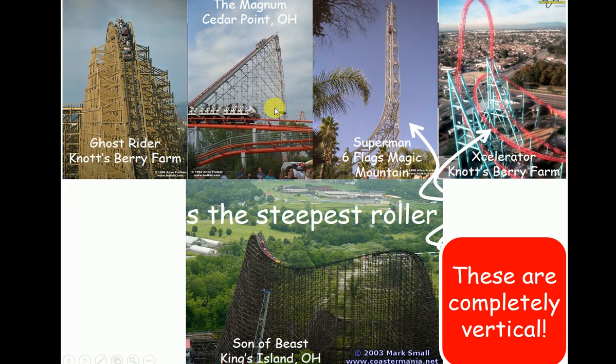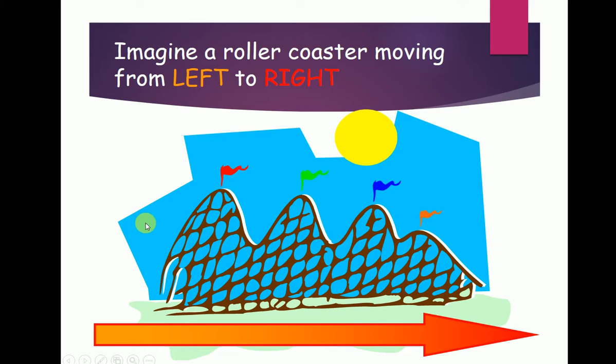These are a few famous roller coasters in the world, some of which are totally vertical, some horizontal, and some go up and down. It's like an x squared graph or an x cubed graph. You always read a roller coaster from left to right, so you will also read a graph from left to right.